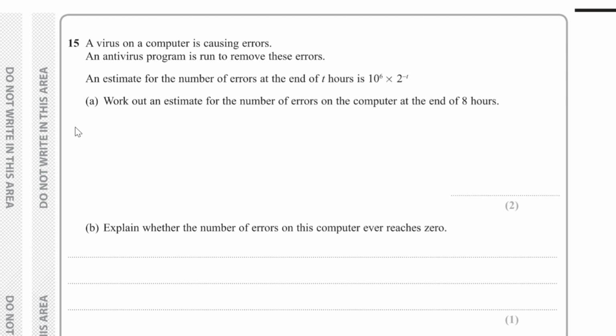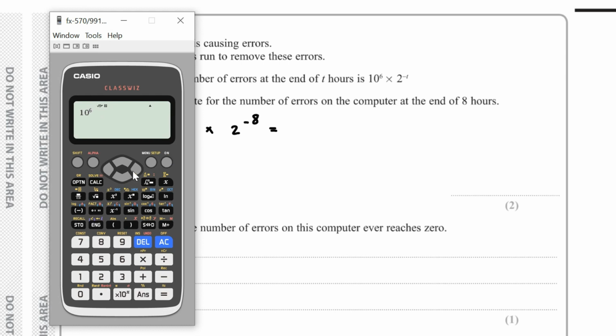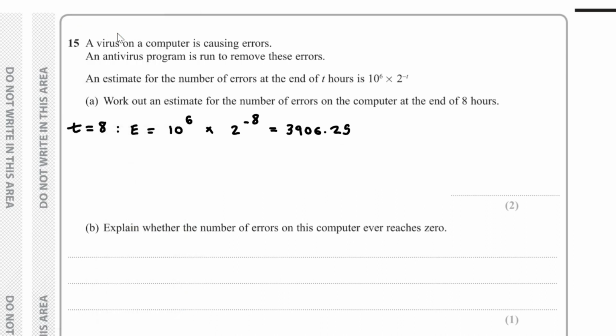So here, when t equals 8, the errors is equal to 10 to the power of 6 multiplied by 2 to the minus 8. So if we work this out, we've got 10 to the power of 6 multiplied by 2 to the minus 8, which is 3906.25. So therefore an estimate for the number of errors will be 3906. Okay?